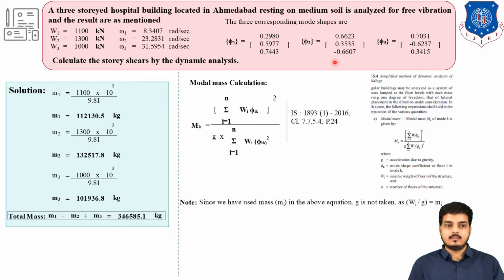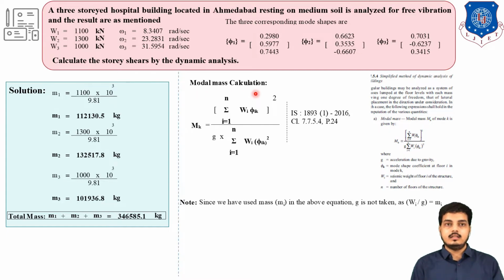Now proceeding towards the response factor. First of all, this given weight will be converted into mass, which is in kg. This is given in kilonewton, so 1100 multiplied by 10 raised to 3 divided by 9.81 gives us mass in kg. Similarly, for all three we can find out the masses. Now the total mass is nothing but m1 plus m2 plus m3, the summation of 1, 2 and 3. After getting this, we will proceed towards the main formula, which is the modal mass calculation.